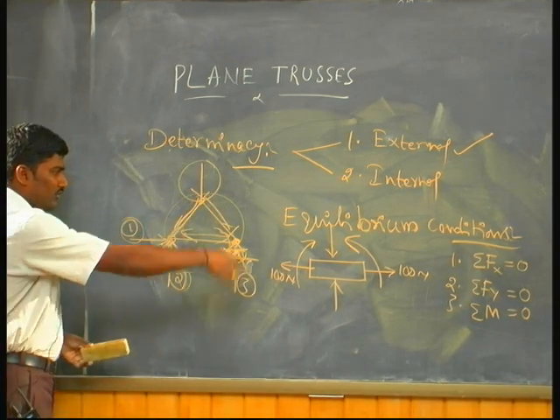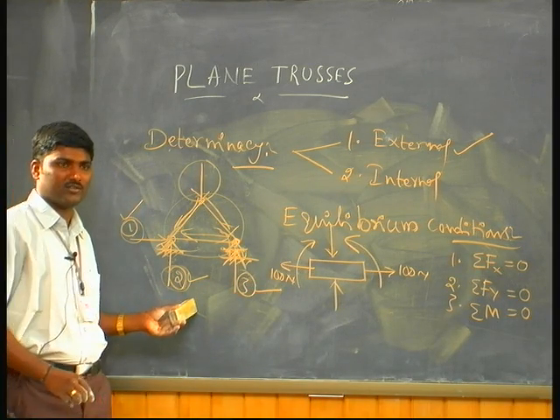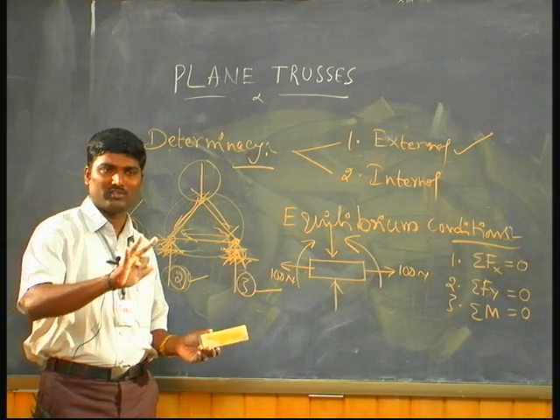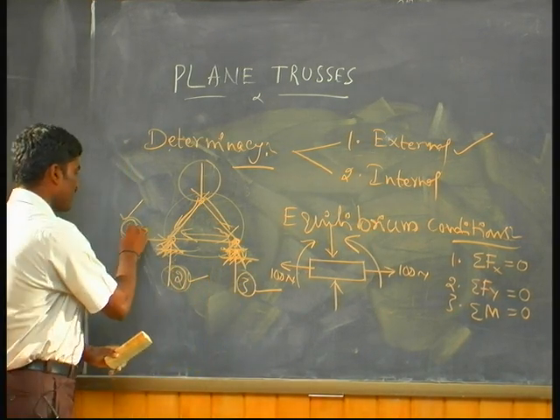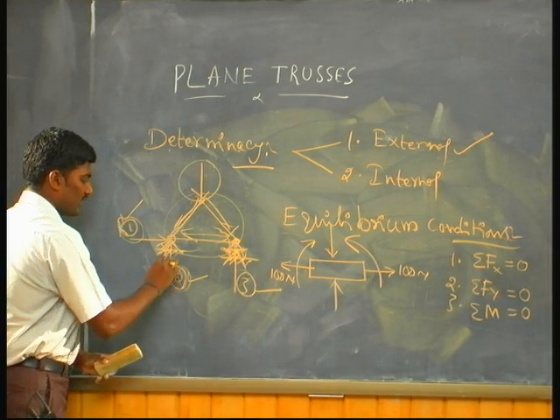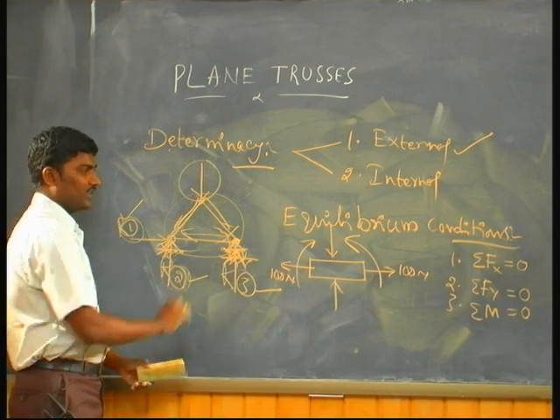So I use those 3 equations to find these 3 unknowns. So there is a relation. If you have 3 equations and 3 unknowns, you can solve them, so that you can find what this reaction is, what this reaction is, what this reaction is. So you can find the 3.